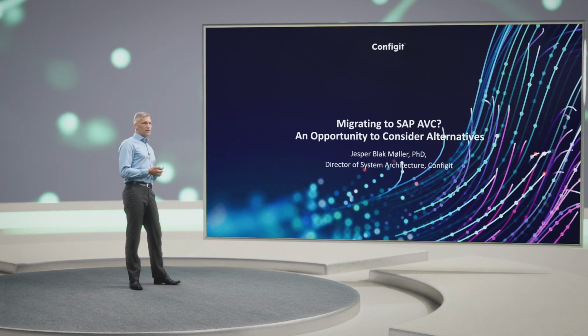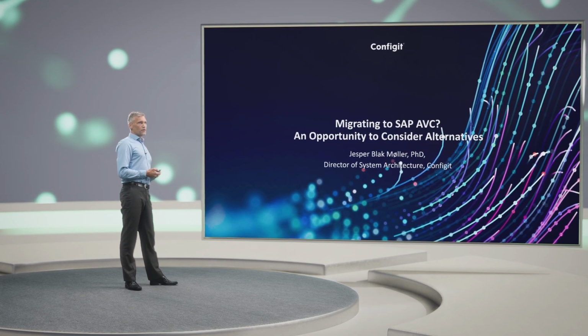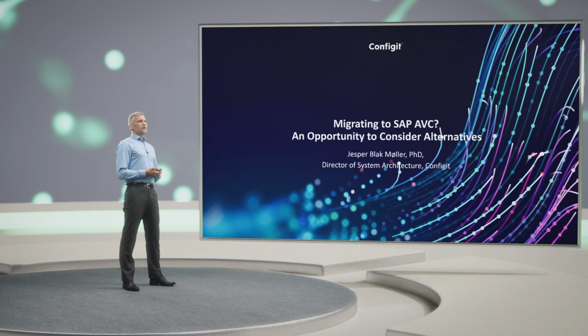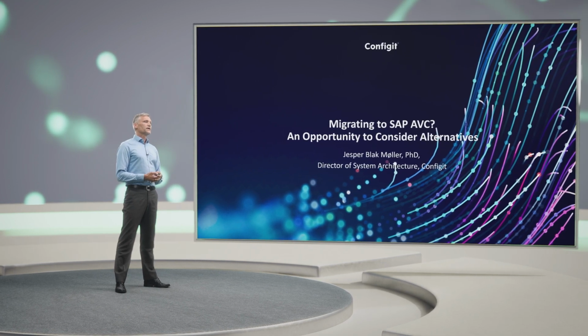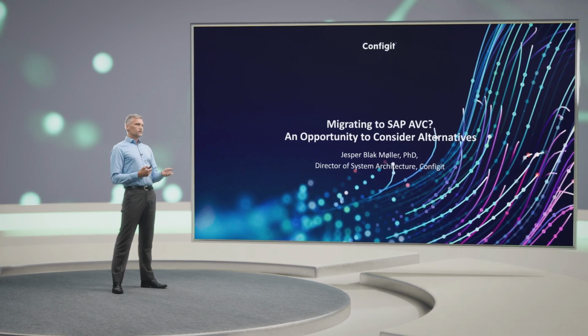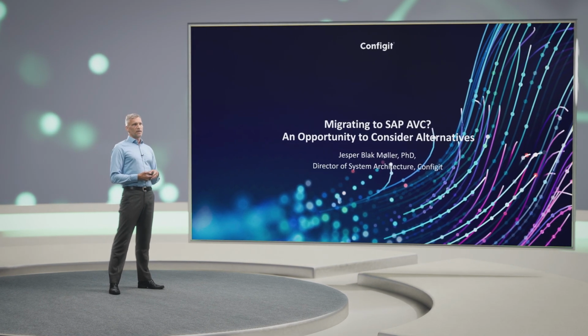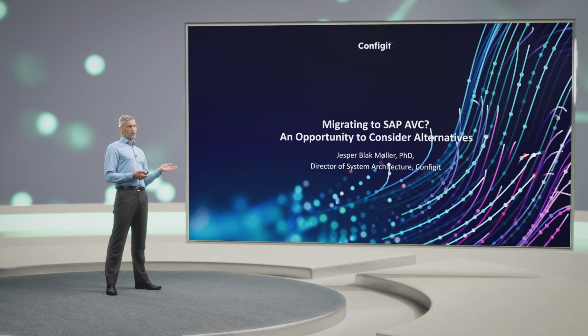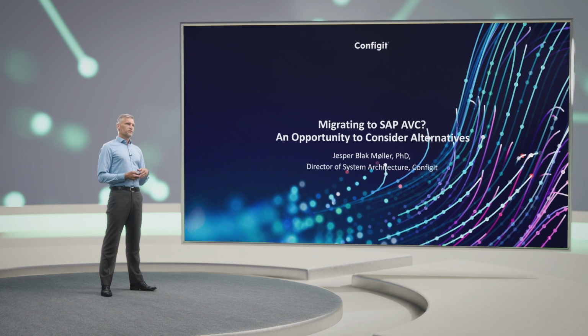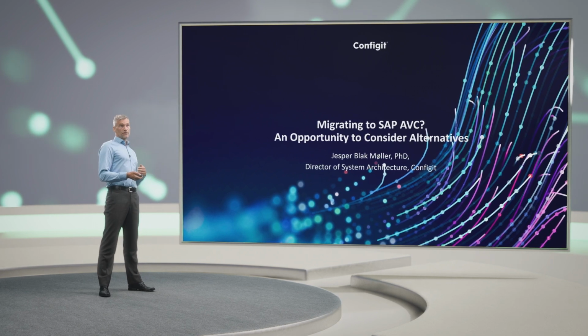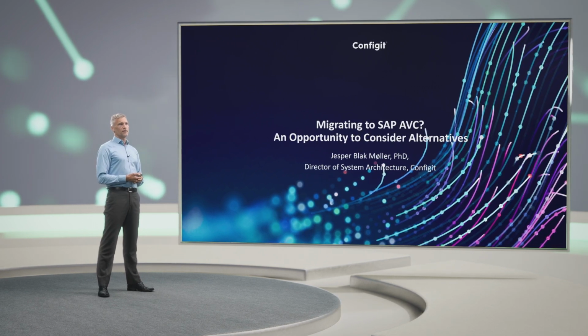We're going to talk about SAP AVC, which is a new configurator from SAP. It replaces the old LO-VC configurator. And today we're going to talk about some of the challenges that you might experience when you migrate from LO-VC to AVC. And specifically, we're going to look at the 3 different options that you can use in that transition from LO-VC to AVC.